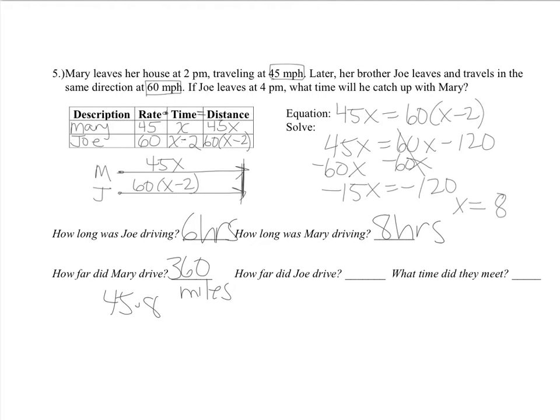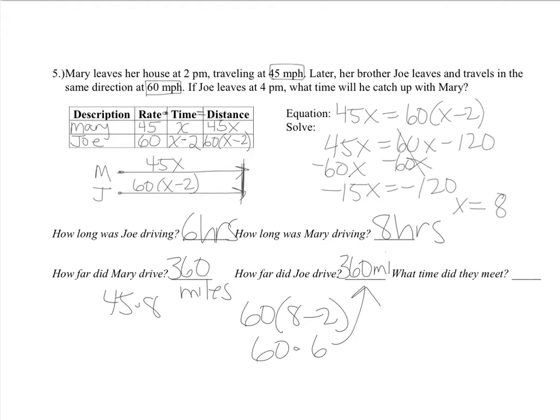Now, how far did Joe drive? Well, we know already that Joe and Mary drove the same distance, so we already know that it's going to be 360 miles. But I'm going to prove it to you. Joe's distance is represented with 60 times x minus 2. Well, x minus 2 would be 8 minus 2. 8 minus 2 is 6, and 60 times 6 is 360.